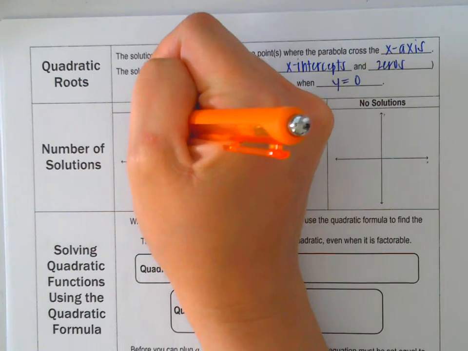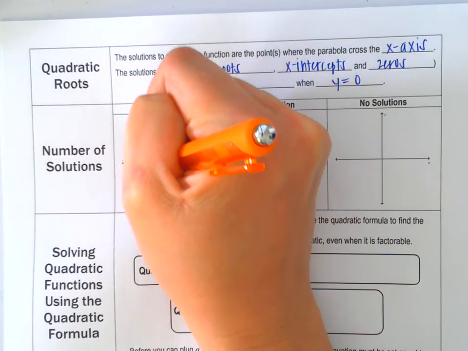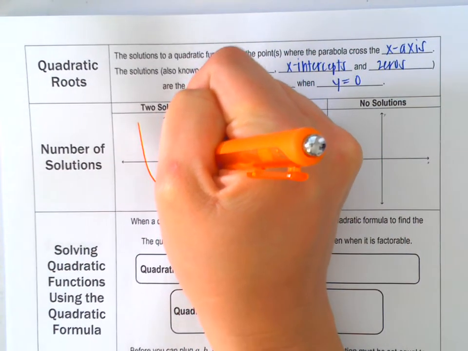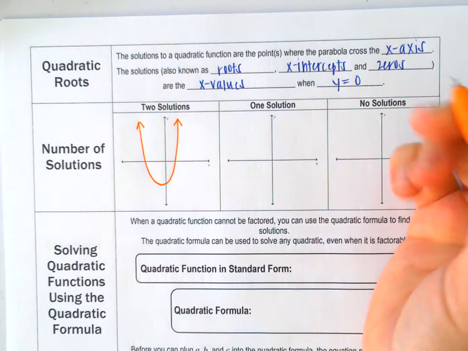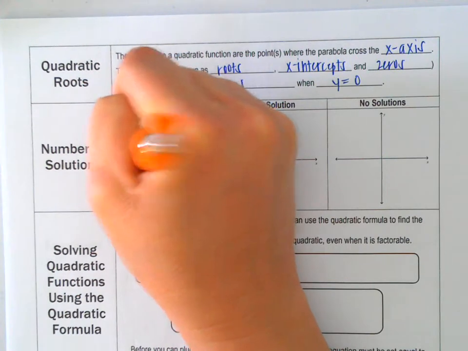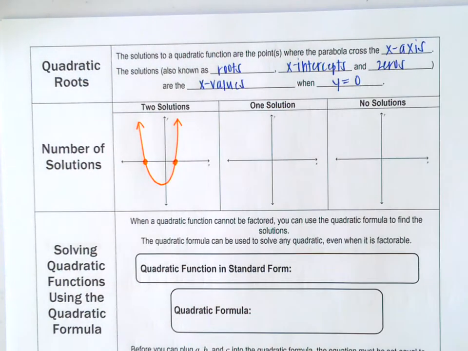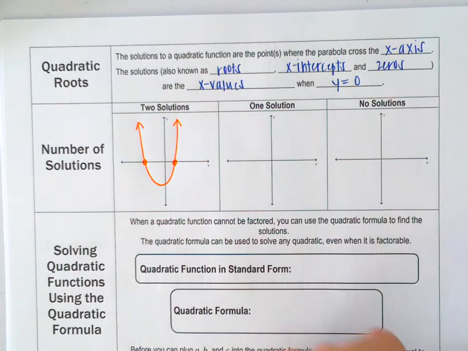Two solutions is typically your most common one. That's when you have a parabola that, it doesn't have to look exactly like this, but it looks something like this. It crosses the x-axis at 2 points. And so those are my two solutions.